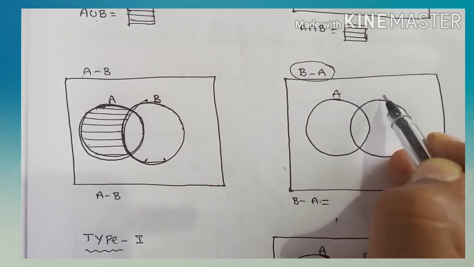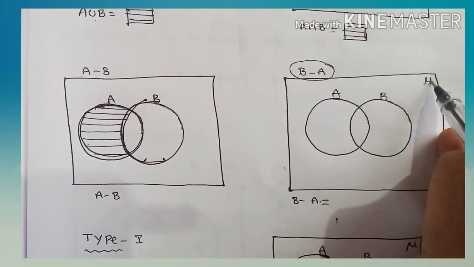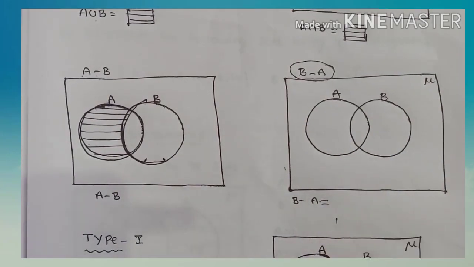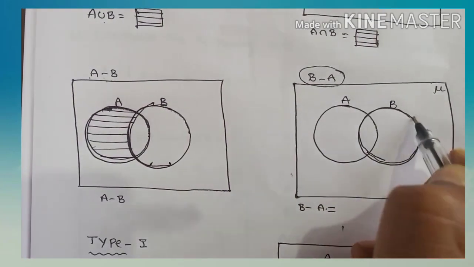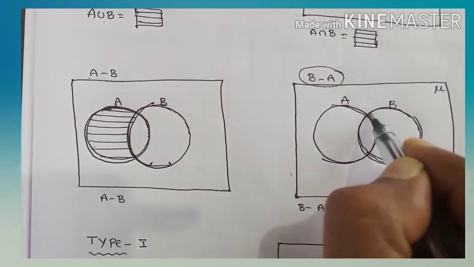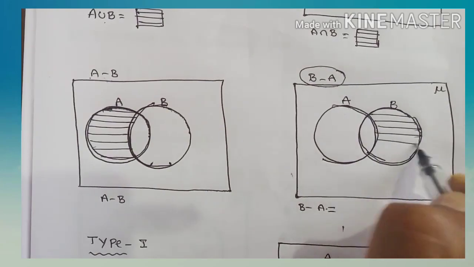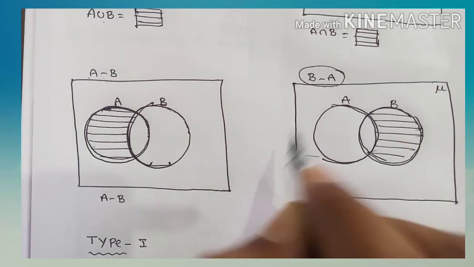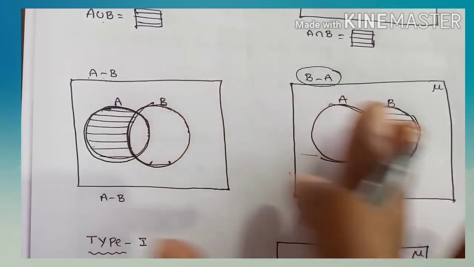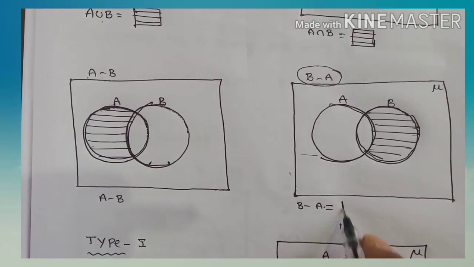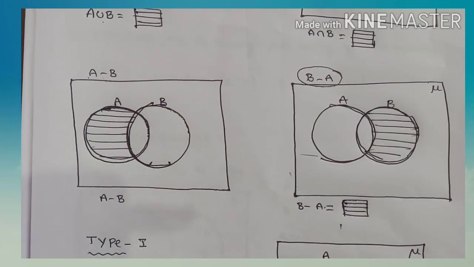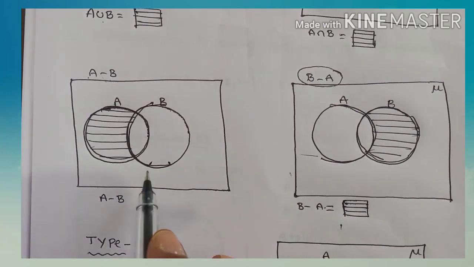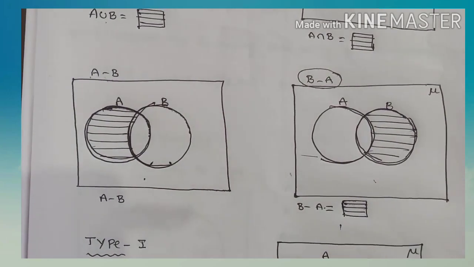This is set A and this is set B. This is the universal set mu. Out of the given three sets, B minus A you have to calculate. From B you have to remove A. So this is the remaining part, which is B minus A. From B you have to cut and remove the A part, and the remaining part is called B minus A. What type of lines have we represented? Horizontal lines. So this is A minus B and also B minus A.